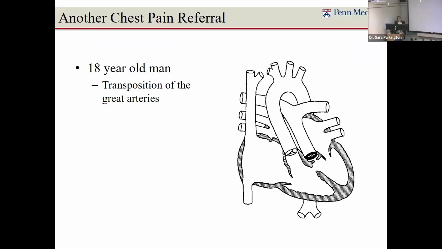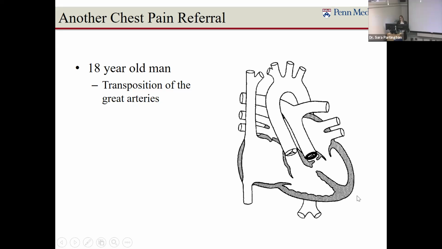So I'm going to start with a case, and this is a case of another chest pain referral, but it's not the typical referral you might be seeing for chest pain. This is an 18-year-old who was born with transposition of the great arteries. For those of us that don't see transposition of the great arteries every day, it's a type of congenital heart disease where the atria are in normal position, the ventricles are in normal position, but the aorta is associated with the right ventricle, pumping deoxygenated blood to the systemic circulation, and the pulmonary artery is associated with the left ventricle, pumping oxygenated blood back to the lungs.